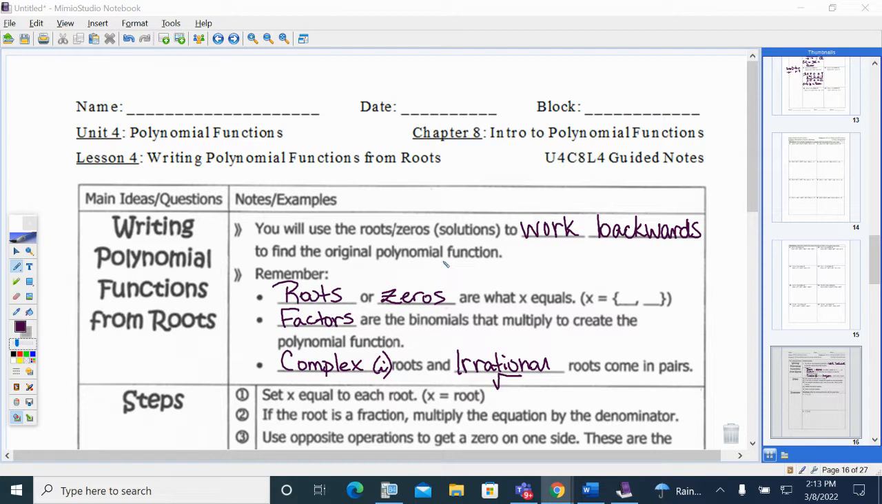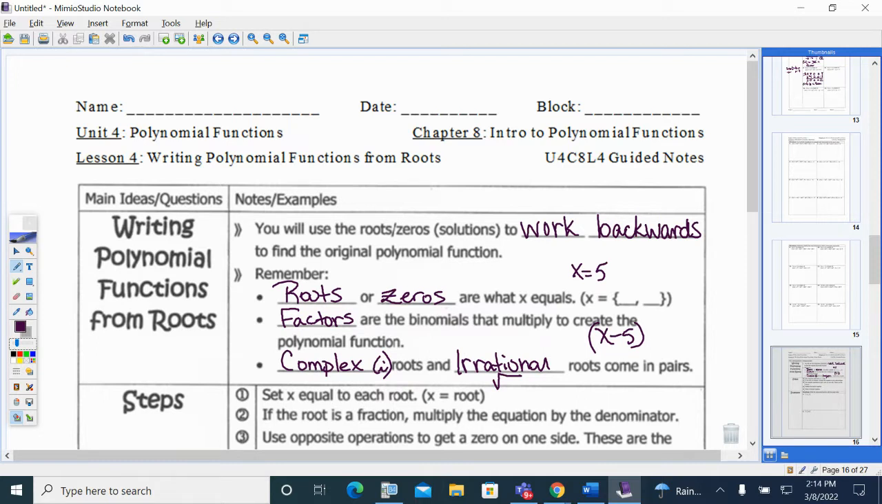Remember that your roots or zeros are what x is equal to. So again, anytime it says x equals a number, like let's say 5, that is a solution. That is a root or a zero. That's the form that you're looking at. Factors are the binomials that multiply to create the polynomial functions. So if I subtract the 5, I now have x minus 5. That is a factor form of that solution.